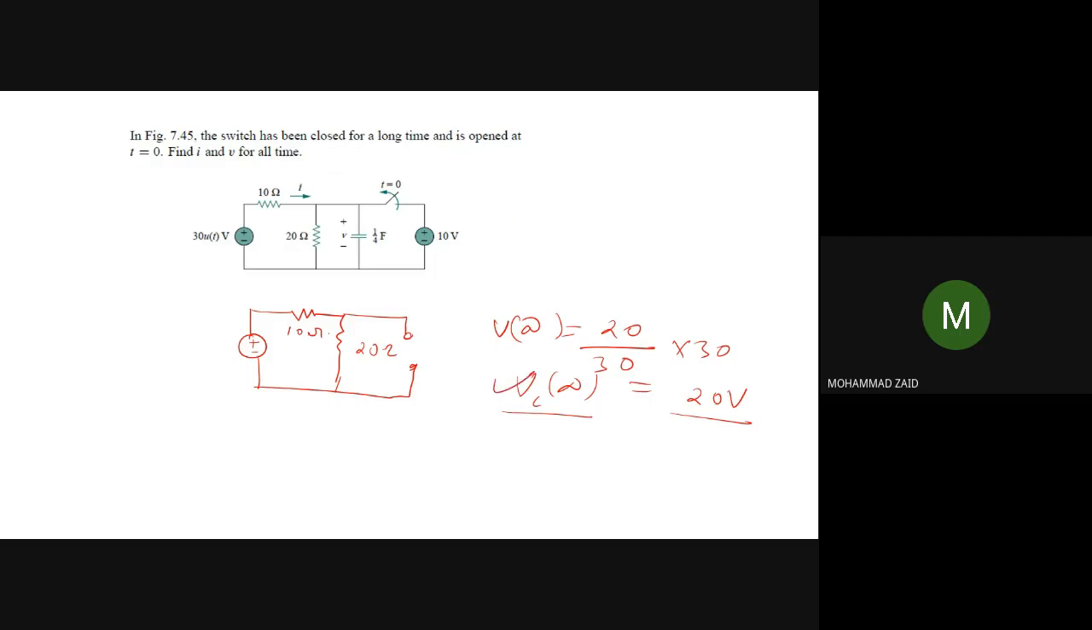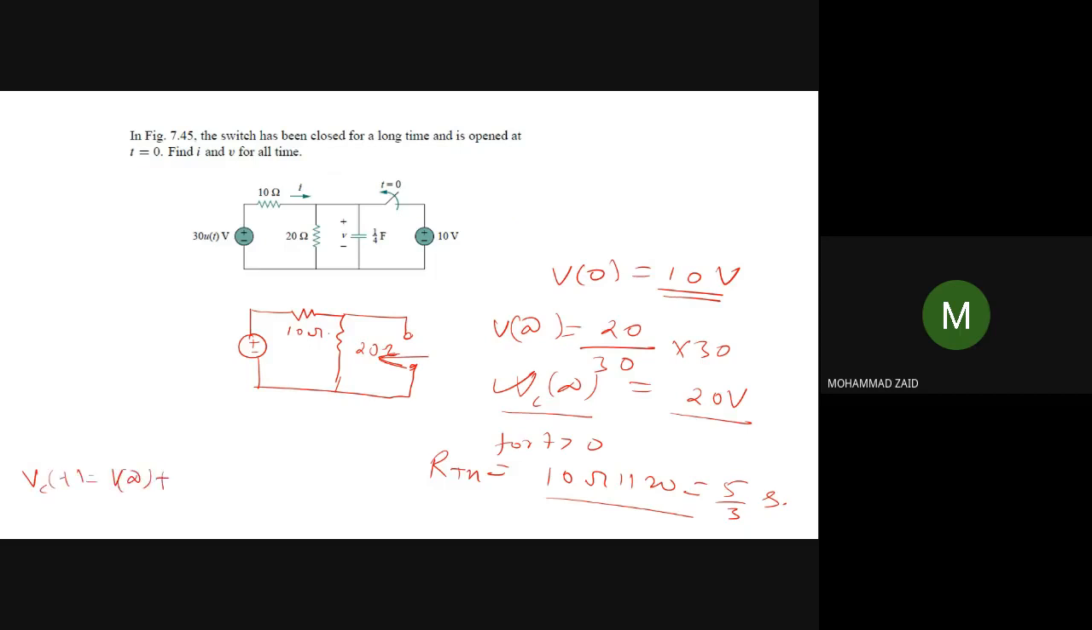Now once you know V infinity and V0 is already known, that is 10 volt, R Thevenin you can easily calculate for t greater than 0. R Thevenin, what will be the resistance seen by the capacitor from its terminals? That will be a parallel of 10 ohm and 20 ohm. So you will easily calculate. It will become 5 by 3 seconds, and then you can write down this equation. That is VCT is equal to V infinity plus V0 minus V infinity e to the power minus t by 2. So V infinity is known, V0 is known, everything is known.